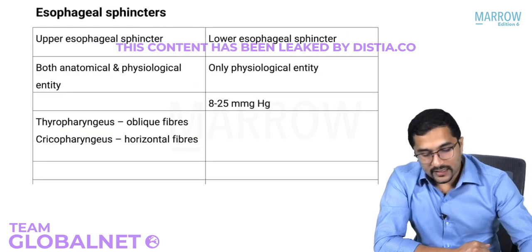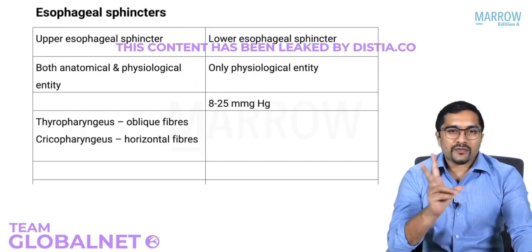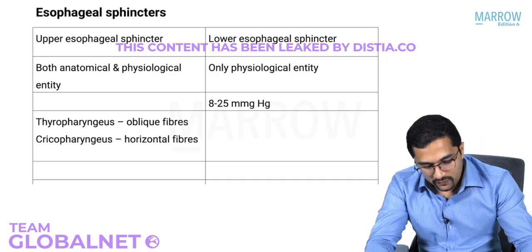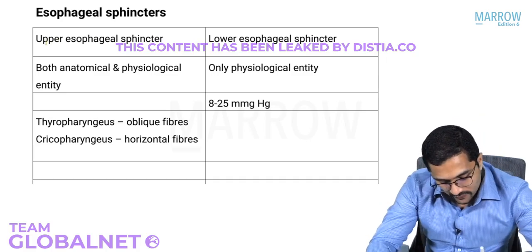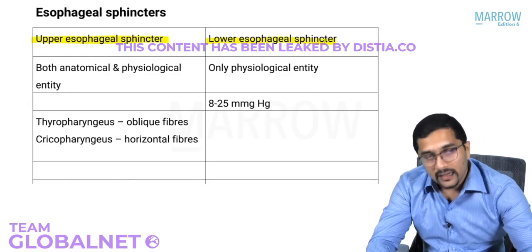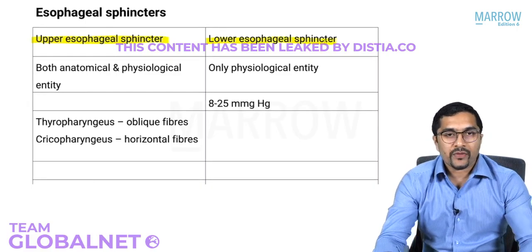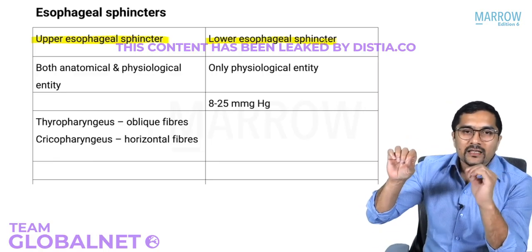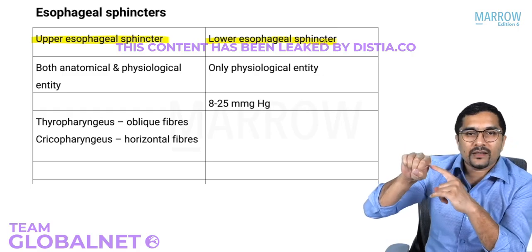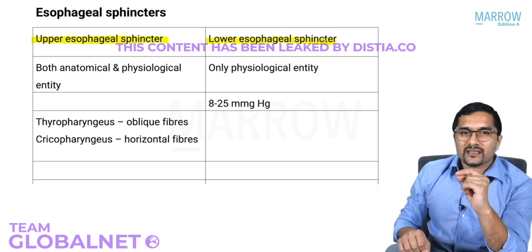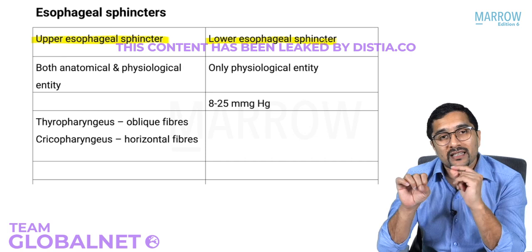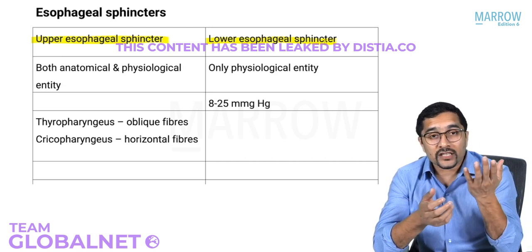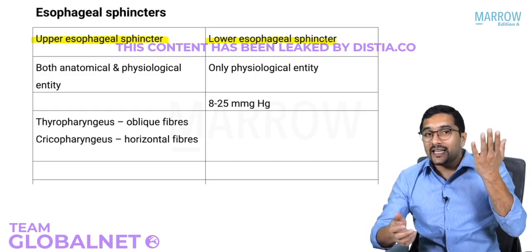The next thing is regarding the esophageal sphincters. So there are two sphincters in the esophagus. We know there is an upper esophageal sphincter and there is a lower esophageal sphincter. So the upper esophageal sphincter is both an anatomical and a physiological entity. Now, what exactly does that mean? So you need to understand that any anatomical sphincter is one where there is actual narrowing, whereas a physiological sphincter is an area of high pressure.